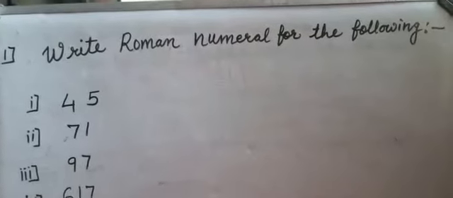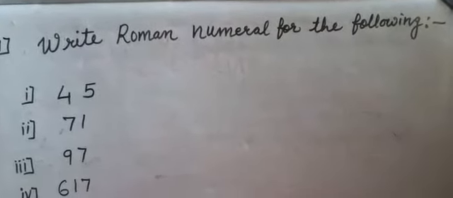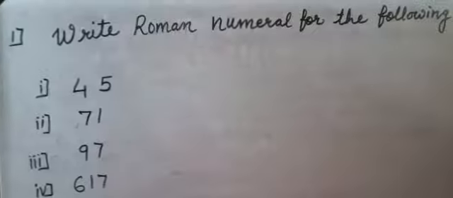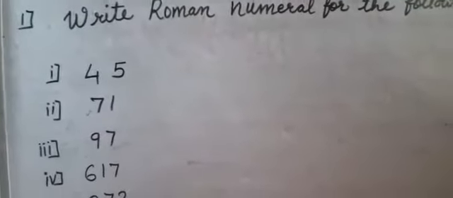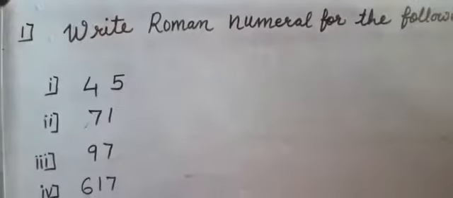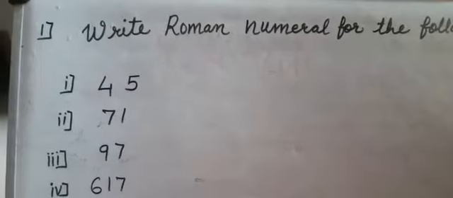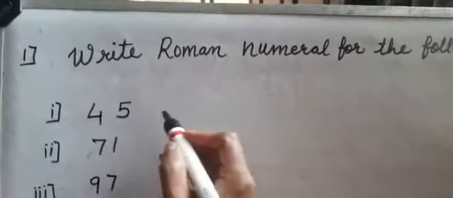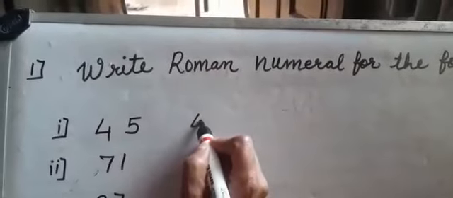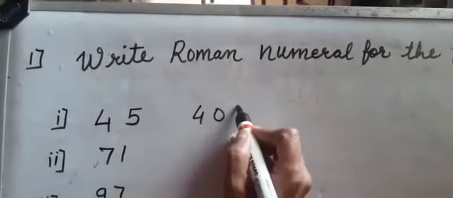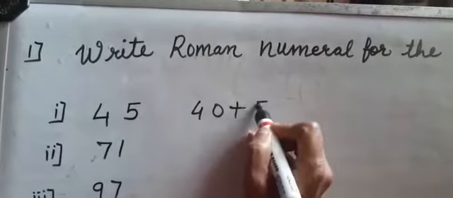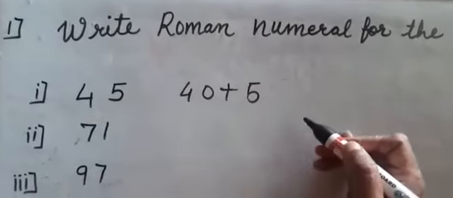Now we will see how to write Roman numerals for the Hindu Arabic numbers. First example is 45. How will we write down this 45 in the Roman numeral system? We will write down 45 as 40 plus 5. But there is no sign for 40.